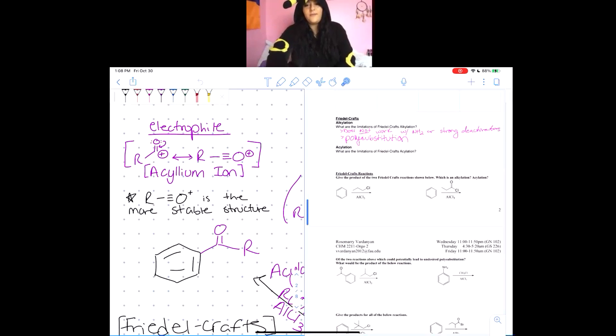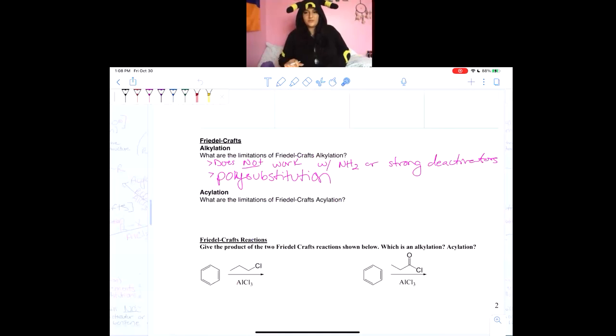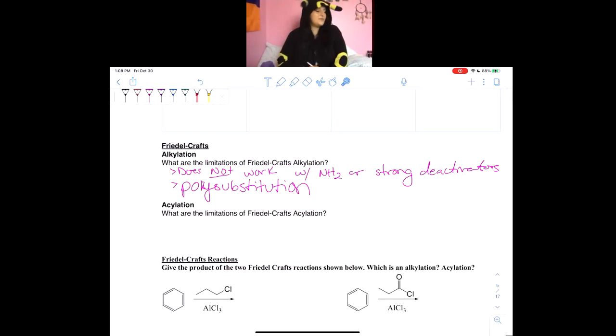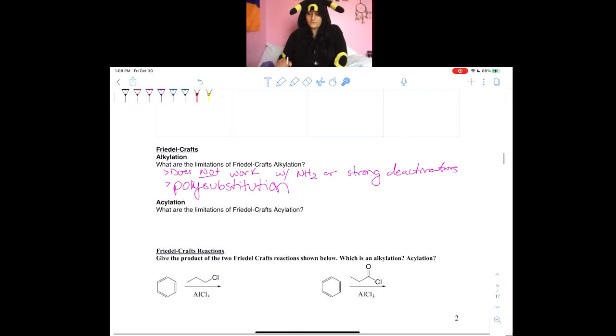A couple people were asking why is poly substitution a limitation? It's because it happens even when you don't want it to. Sometimes you don't want multiple substitutions. You just want one substituent to be added. But Friedel Crafts is a little bit tricky, and it can cause unwanted poly substitutions. So poly substitution is not always bad, but in this case, it can be unwanted, if that makes sense. Is that a little bit more clear?